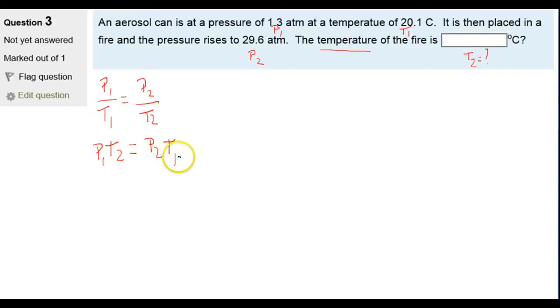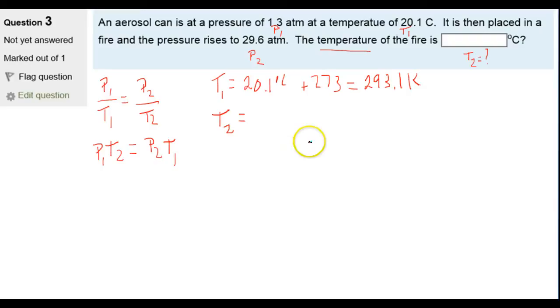And once again, before we can just start plugging the numbers in, we have to convert the temperature units to Kelvin. They're in degrees Celsius right now. So T1, it says right here, is equal to 20.1 degrees Celsius. I add 273 to that to convert it to Kelvin, and it looks like this is going to equal 293.1 Kelvin. And I need to do the same thing with T2.